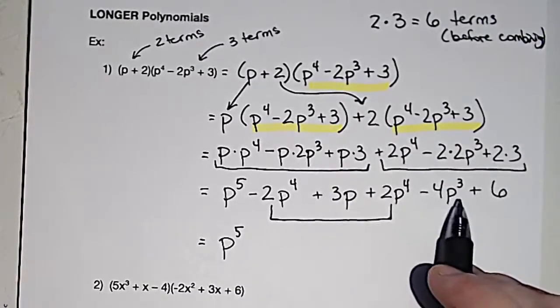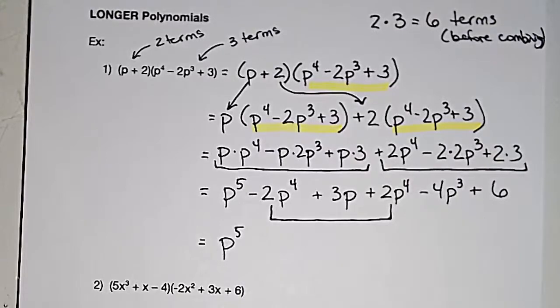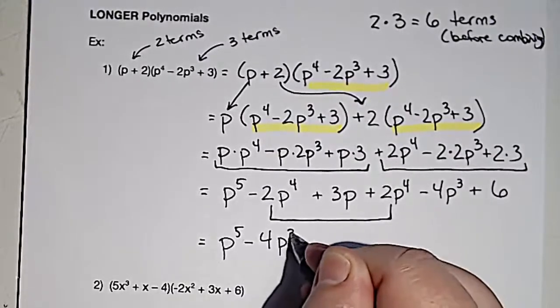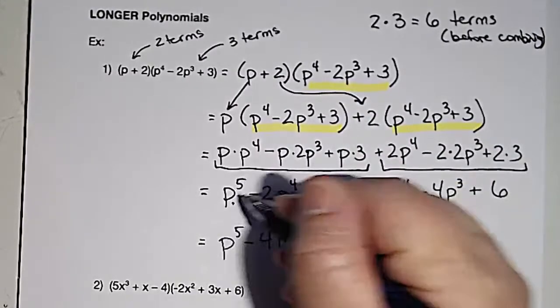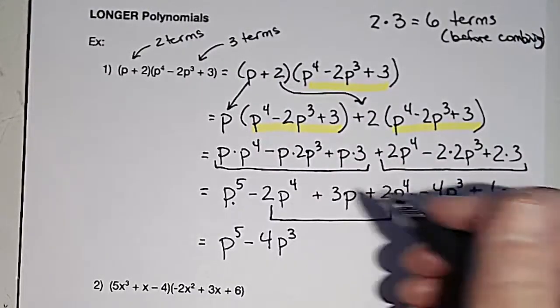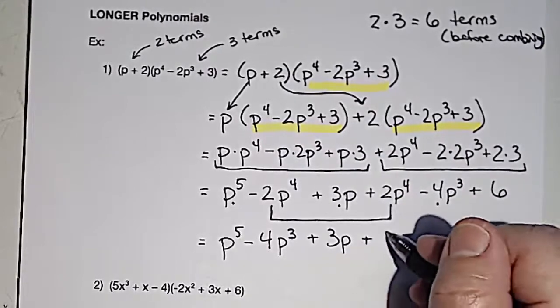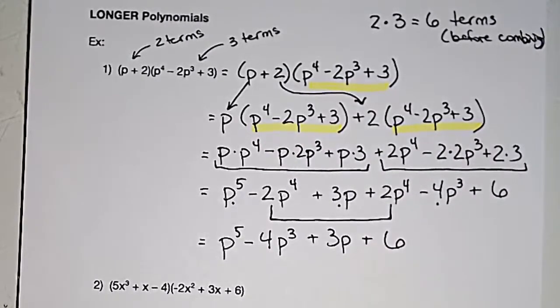This p cubed, I want to bring up here, minus 4p cubed. Okay, I'm going to put little dots when I use them up. And then the plus 3p, and then the plus 6. That way it's in descending order. So take a look at that.